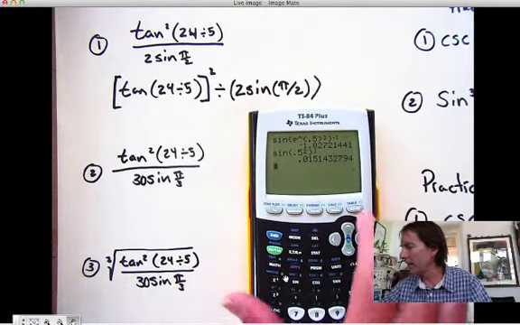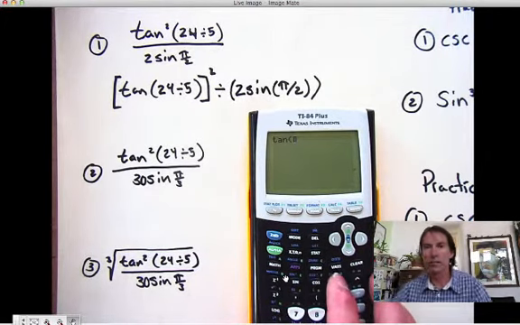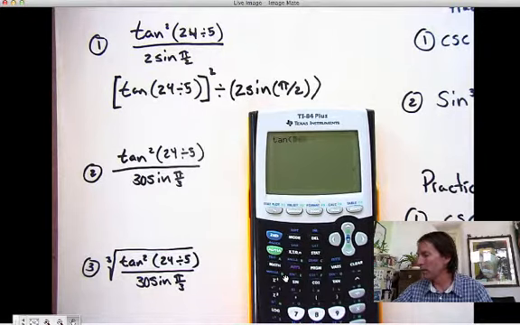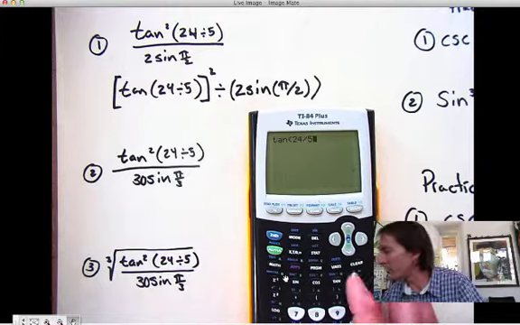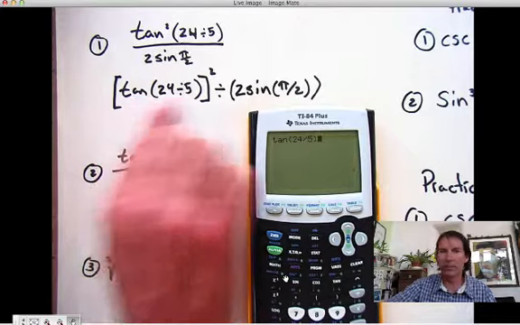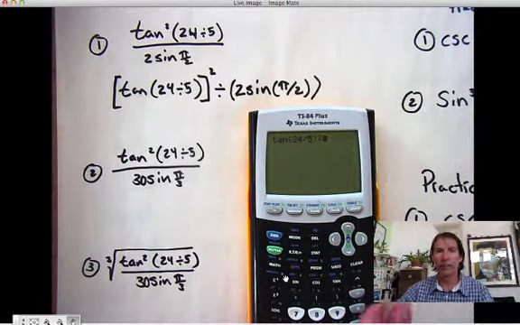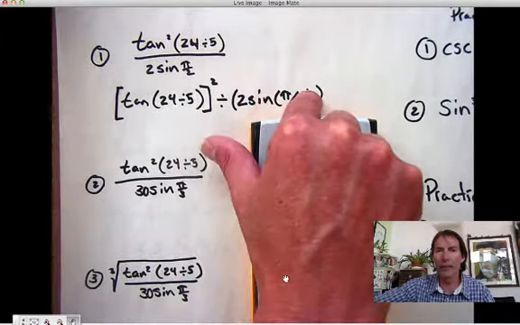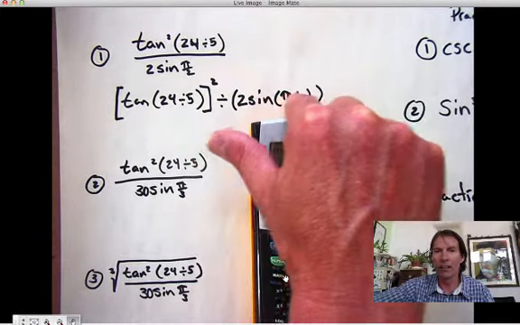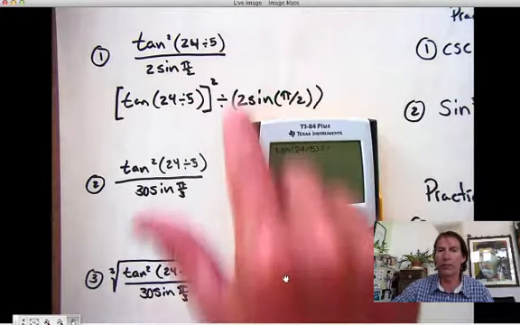I don't have it there. I want the tangent of 24 divided by 5. Now, you know, I didn't put the parentheses there, but it doesn't matter because it's going to take the tangent of this and square it. So I'm going to hit x squared. And now I'm going to divide. Now it's really important on the denominator to group that because this is multiplication and it needs to do that whole expression before it divides.